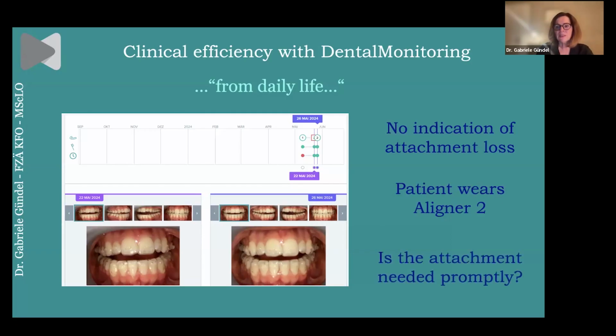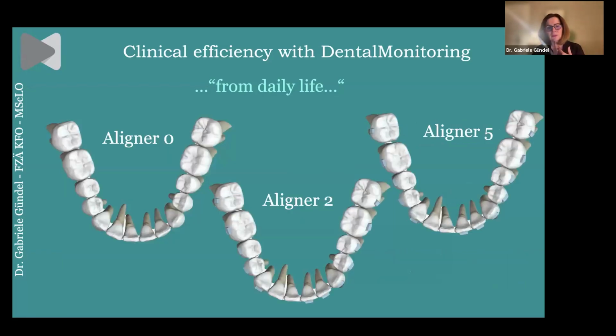And my question, is the attachment needed promptly? The patient does not know. He wants the answer from me. I don't know. So then I go into my approval and I check. Okay, aligner 0. Now we have aligner 2. This is the aligner of the patient. He's wearing aligner 2. And here we have aligner 5. And now I see, okay, we are just in the process of distalizing the lower molars.